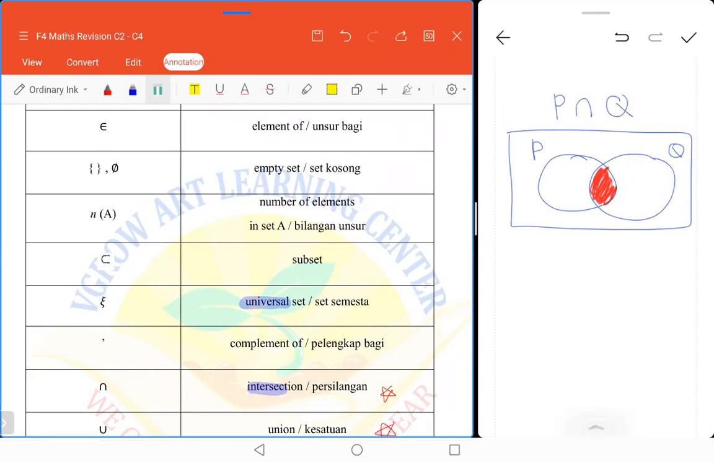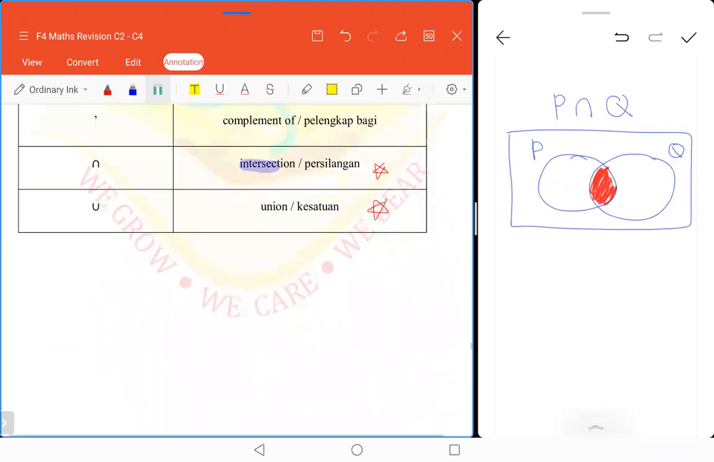For all the symbols here? All clear? No issue? Yes. All right, move on.